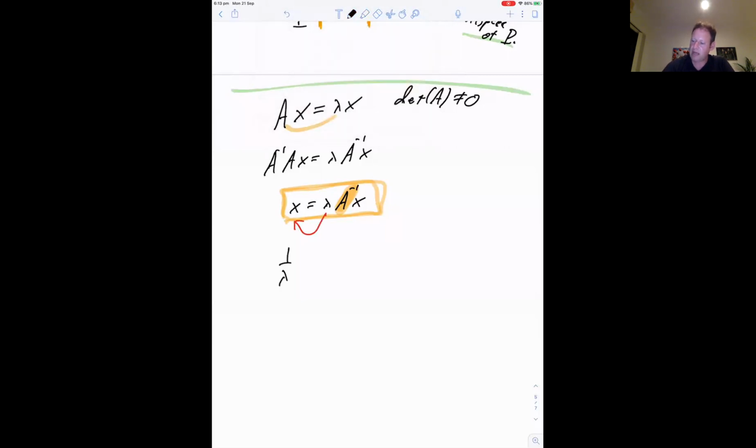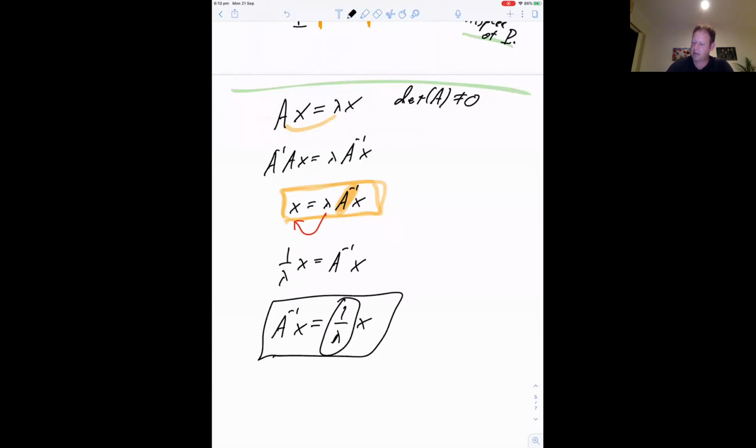1 over lambda x equals A inverse x. Or if you prefer, I'm just switching the order so it looks nice. Now, I could divide by lambda because the matrix was non-singular, so this implies that all lambda i's are not equal to 0. So that's what happens to the eigenvalues of an inverse. All right, good. So that's another property.